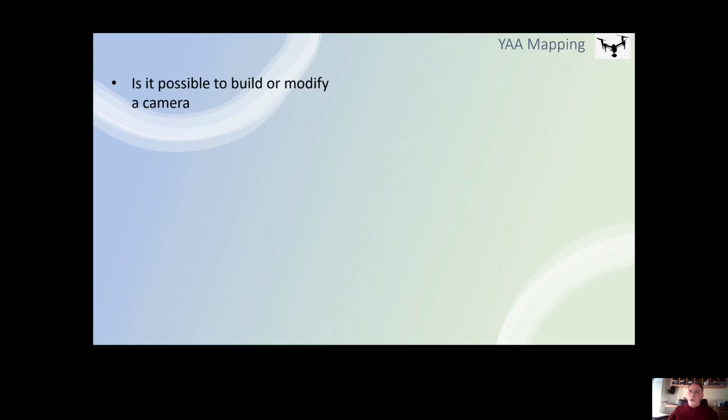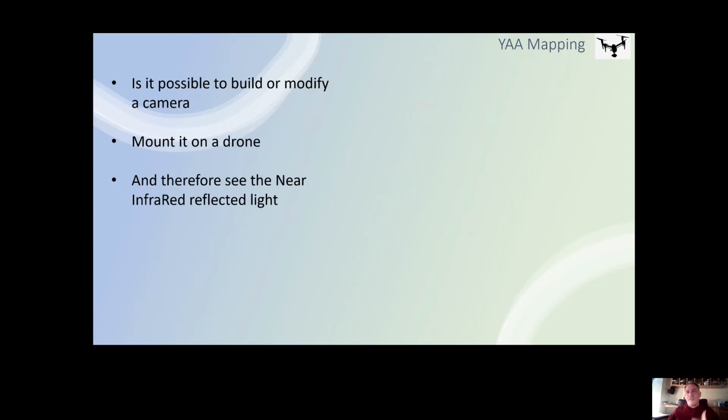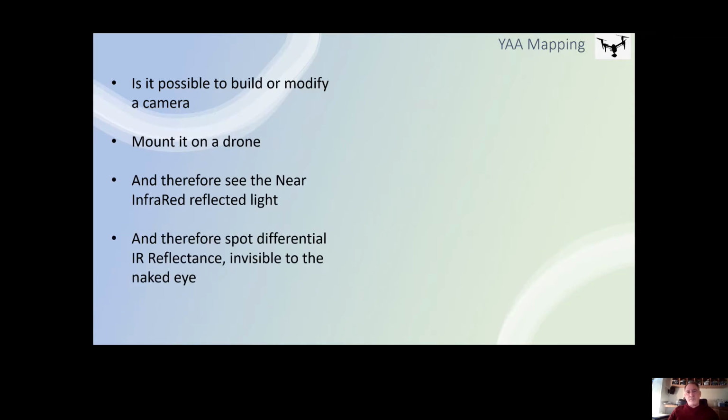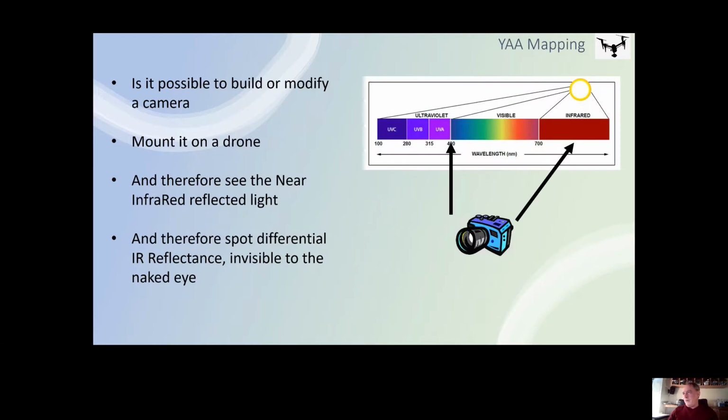If this is all how plants are growing and how plants are responding to archaeology, and frankly to other growth inhibitors or limiters or enhancements, then is it possible to build and modify a camera, mount it on a drone, and see this near infrared reflectance and spot the differences which the naked eye can't see? Well, yes, here we are.